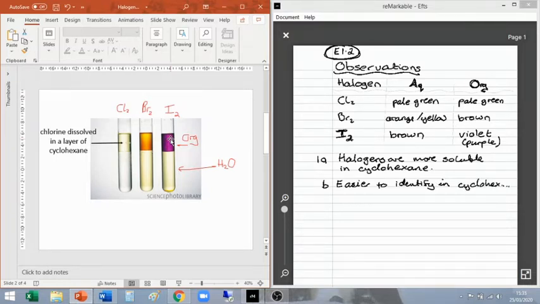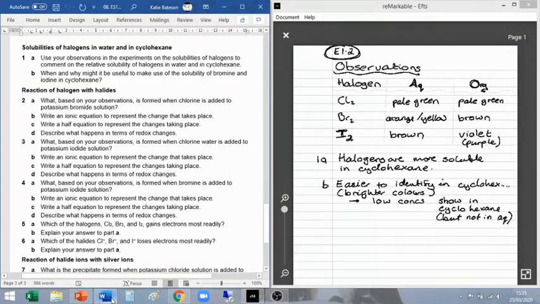So we could talk about there being brighter colours. And actually, this is especially true when you have quite low concentrations. And that is an example where it is particularly useful. Even in low concentrations, the colours show up really nicely in cyclohexane in the organic layer. They do not show up in the aqueous layer. Okay, let's have a look back at the questions.